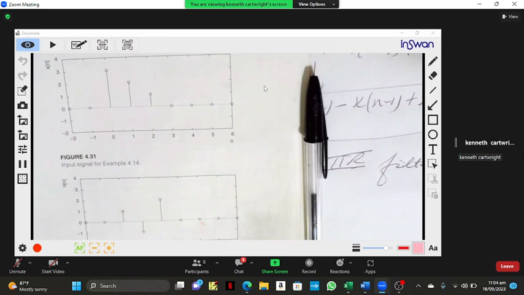Okay, I'm going to make this a test. In the next minute, send me by email what the top graph is, and I'm going to grade it.